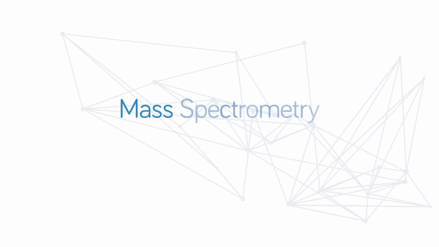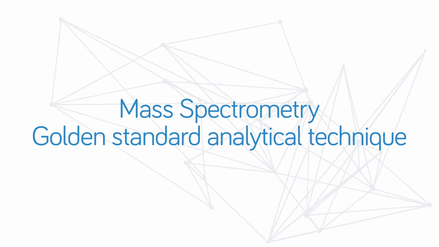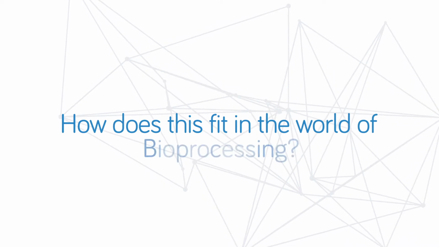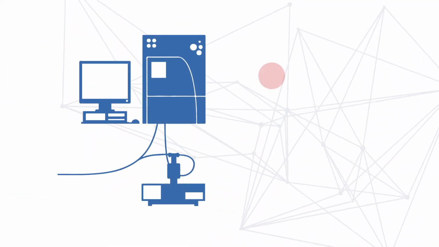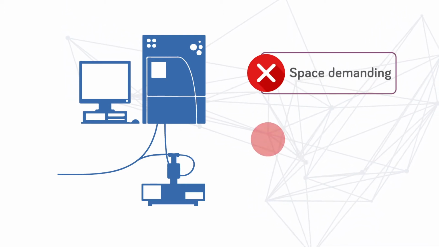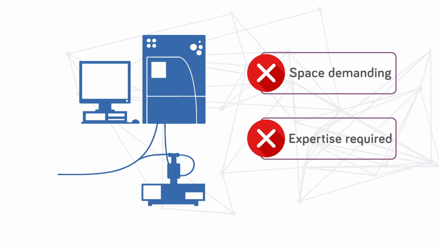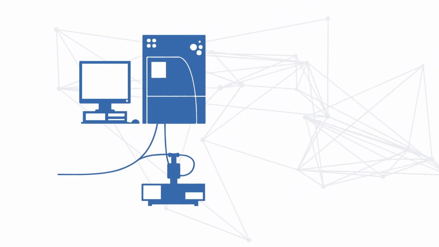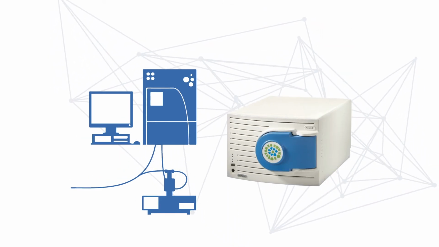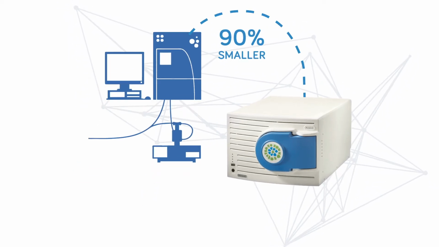It is well known that mass spectrometry is a gold standard analytical technique. But how does this fit in the world of bioprocessing? Mass spectrometers are typically large, power and space-demanding systems that require specialized users. In certain areas of bioprocessing, there doesn't seem to be the space or expertise for these kinds of systems. However, there is still the demand for mass spec data.